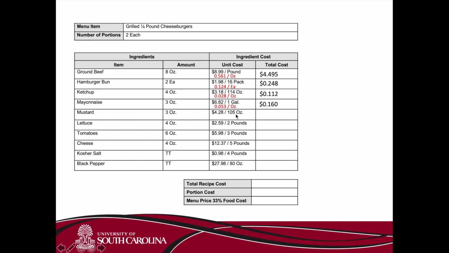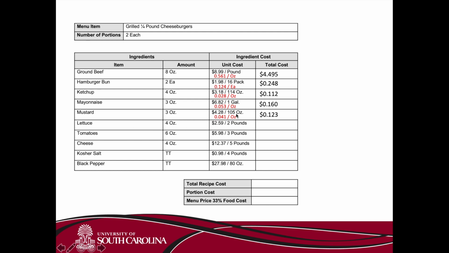Same thing with our mustard. Comes in a big can, 105 ounce can, $4.28. We're looking at 4 cents per ounce. Again, we've got 3 ounces, so just over 12 cents for our mustard.